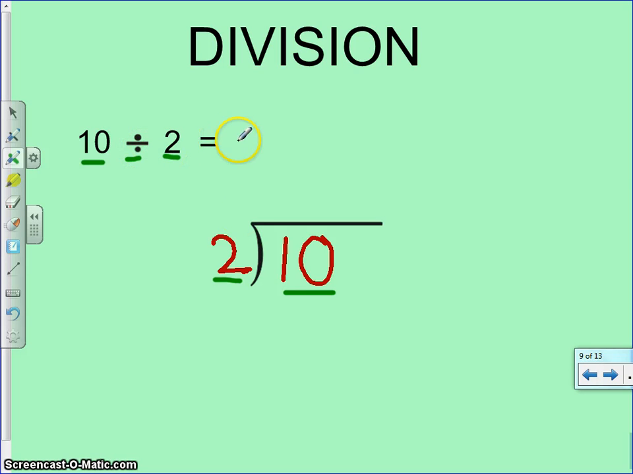One way to think about this is, what number times 2 would equal 10? If I know my multiplication, then I should be able to figure this out.